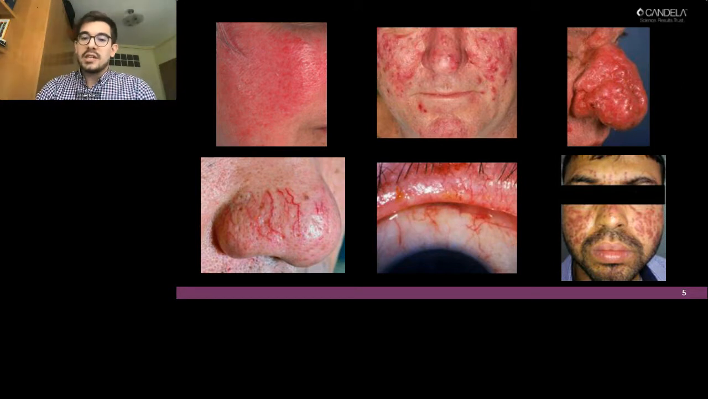The phymatous rosacea with these changes on the soft tissues, this enlargement of the nose and of parts of the face. And on the bottom right of the slide, you see a more severe case of one kind of rosacea, which is lupus miliaris disseminatus faciei, which is an inflammatory form of rosacea.